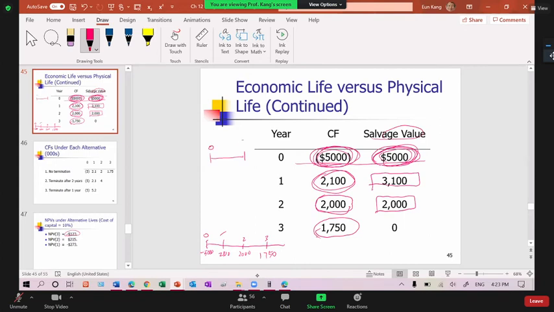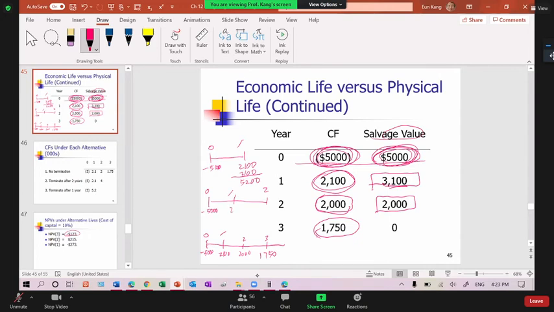1 year operation is that you invest 5,000 and you get 2,100 cash flow and you get salvage value 3,100. Then what? The total is 5,200. So this is like invest 5,000 and get 5,200. Then 2 year operation. So for this one, you have to do it one by one, everything one by one. Then 5,000 here.